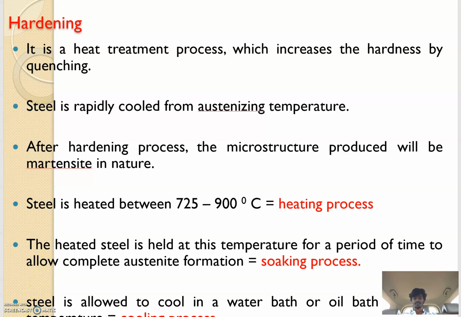This is the heating process. The heated steel is held at this temperature for a period of time to allow complete austenite formation. It is the soaking process. Steel is allowed to cool in a water bath or oil bath to room temperature. It is known as the cooling process. So these are known as heat treatment of steels.